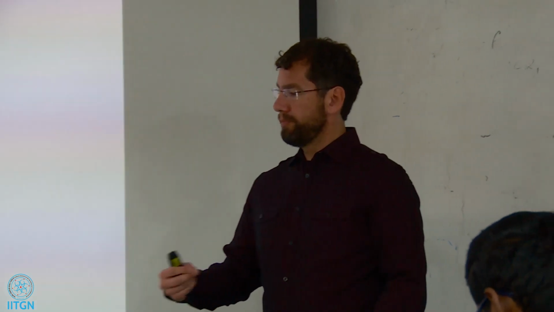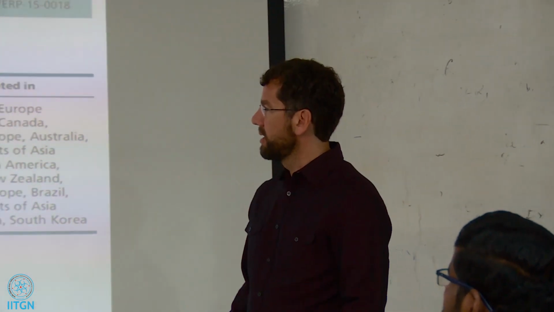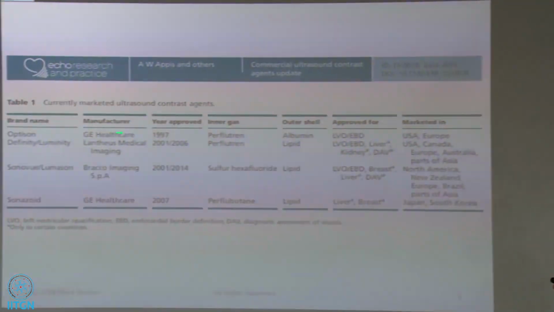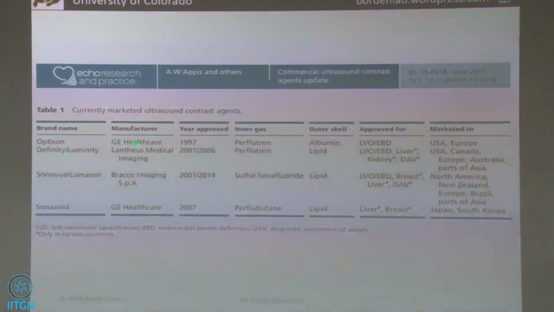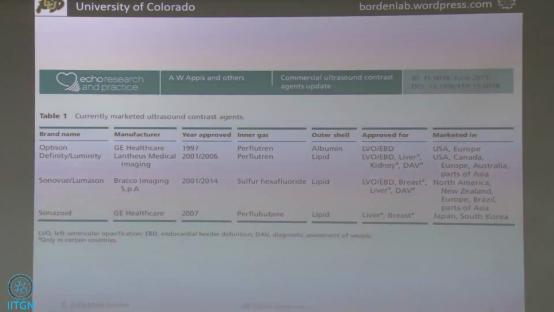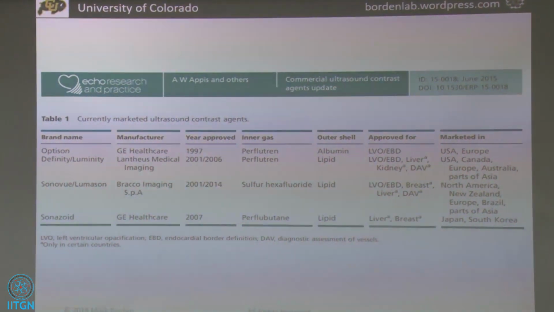It goes through, point by point, different contrast agents that are approved and commercially available. Here's a nice table that includes some. So Optison, it's currently manufactured by GE Healthcare. It was first approved way back in 1997, so it was one of the first ones that was approved.